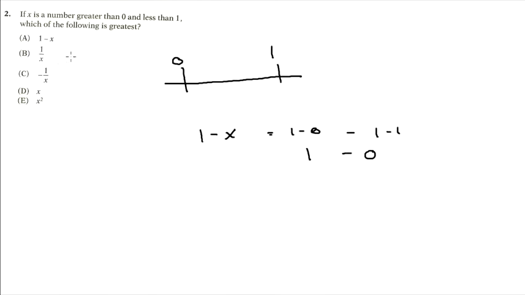1 over x is going to be any number from 1 over 1 to 1 over a really small number, which is going to be quite a large number. So I'm thinking this will be the right answer. The negative of that just goes in the other direction, so this one here is still bigger. X is bounded by going up to 1, and x squared also is bounded by going as high as 1. So really here, that is the answer.